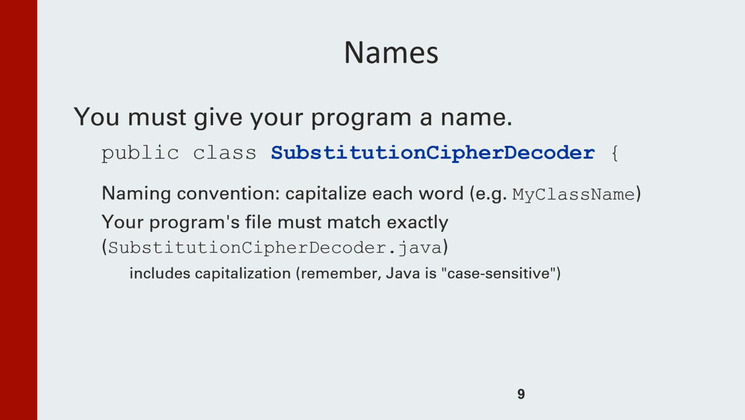Now, when you name your file, when you do Control S or Command S, whatever it takes to save that file on your computer, your program's file name must match exactly the name of that class. So if I've named this class SubstitutionCipherDecoder, the file name should be SubstitutionCipherDecoder.java, and it has to have the same capitalization. Java is case sensitive.